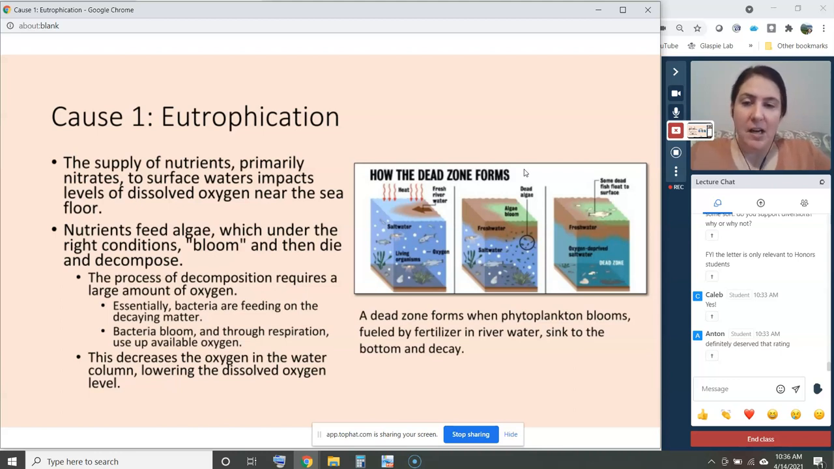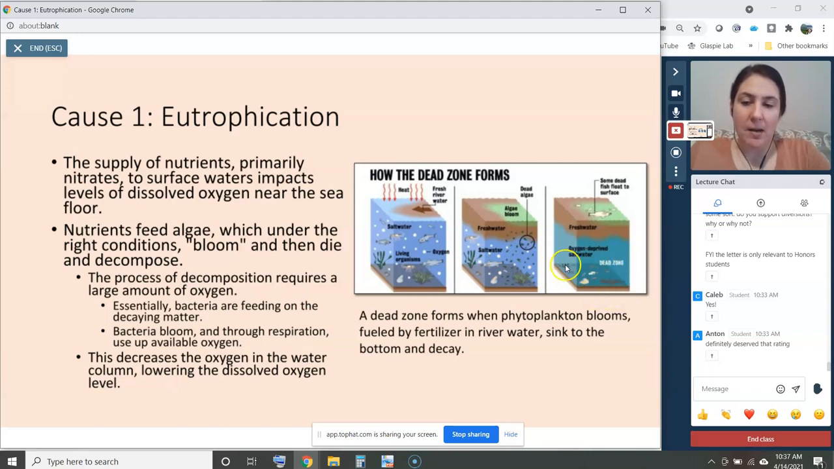We talked about eutrophication in the last lecture. We didn't really talk very much about how it impacts bottom dissolved oxygen, but I think this makes sense from what you've learned. Nutrients will feed the algae and cause it to bloom, and then there are not enough critters to eat up all of that algae, and so a lot of that bloom will die, sink to the bottom, and decompose.